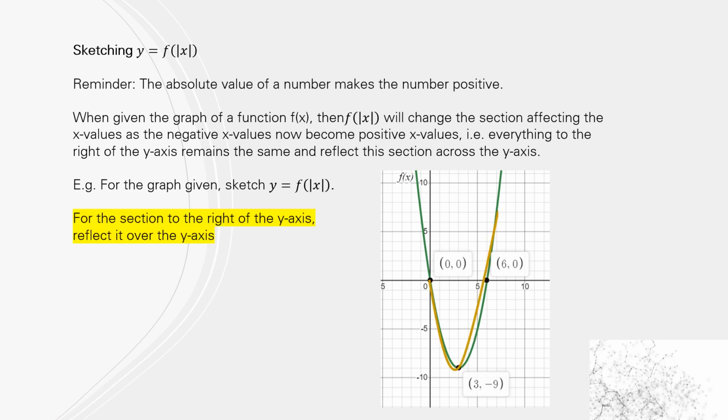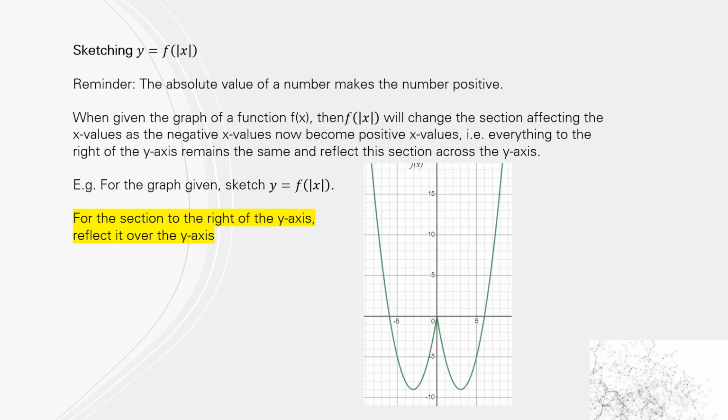So this is the section. From 0 above, we are going to reflect that section over the y-axis. And that's the graph we get. So it looks the same. This becomes an even function because it's symmetrical over the y-axis.